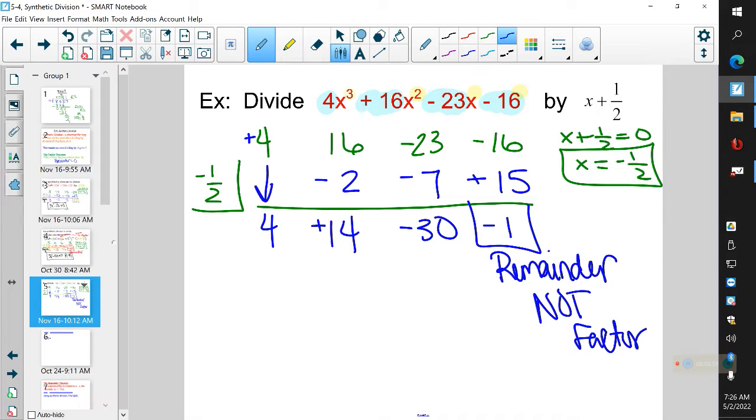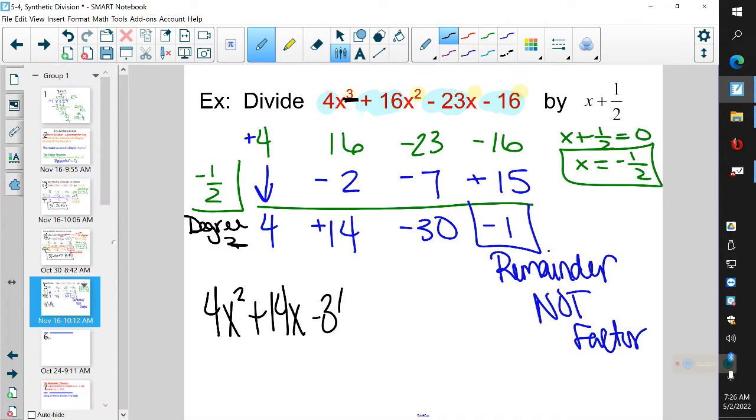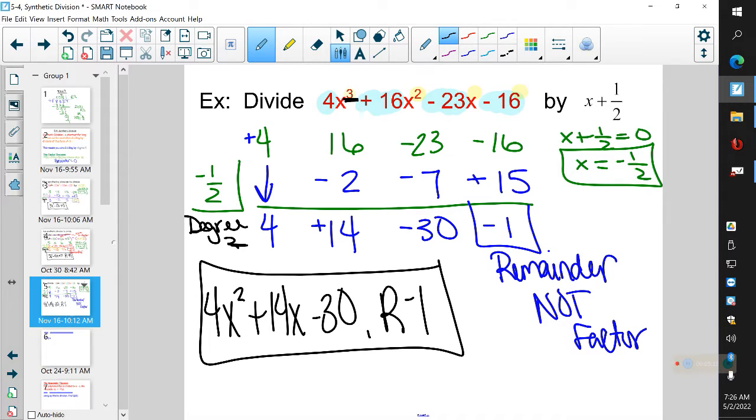However, how do I write this answer? Well, I'm going to look at the highest exponent and I'm going to say, okay, the highest exponent that I had in the original problem was degree 3, so I'm going to go down 1 unit to make that degree 2. So that means what I have left is 4x squared plus 14x minus 30 with a remainder of -1. Okay?